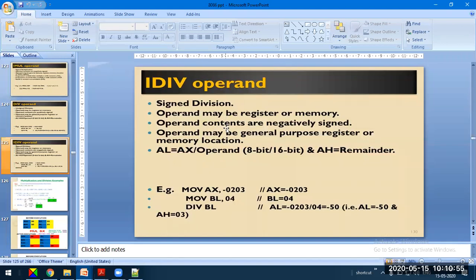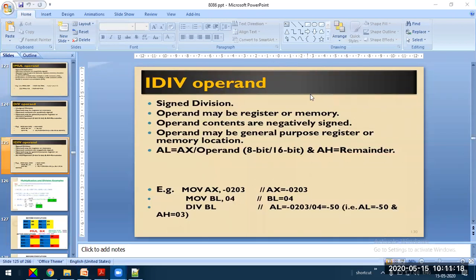After the division operation, the lower byte of the AX register, that is AL, contains the quotient, and AH contains the remainder for an 8-bit operation. So this is the situation for an 8-bit operation. Whereas for a 16-bit operation, it will consider AX and DX. Let us look into that also.